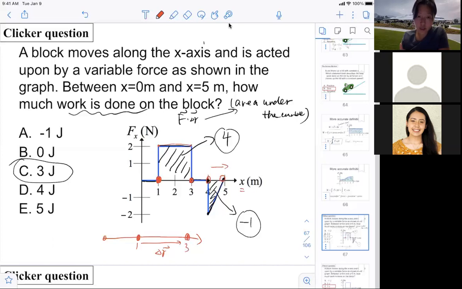Yeah. So with the area under the curve, you don't have to worry too much exactly how it is moving. You just look at the area. That's a graphical approach.